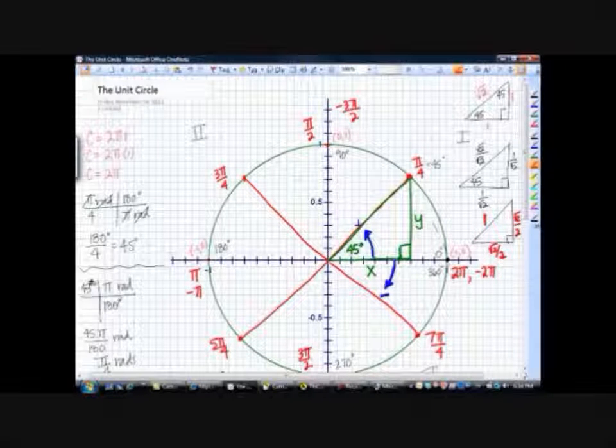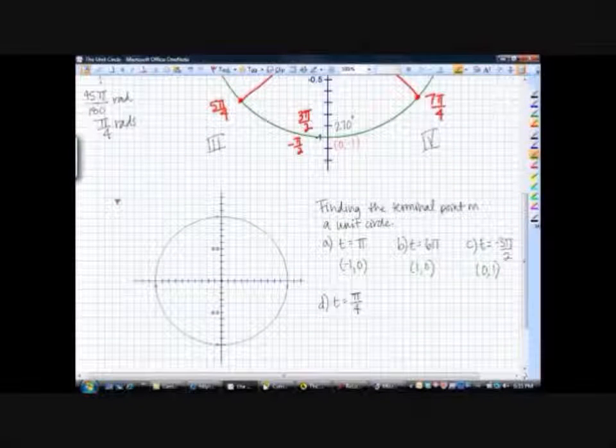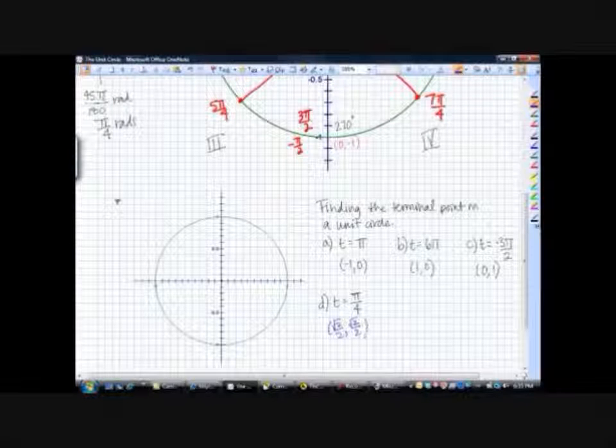So anytime we have a 45 degree angle, we can use this special 45, 45, 90 degree triangle. If we take that triangle and place it on our unit circle, these become our side lengths, root 2 over 2 and root 2 over 2. So pi over 4 is going to be located at the ordered pair root 2 over 2, comma, root 2 over 2. So that would be our answer for t equals pi over 4: root 2 over 2, comma, root 2 over 2.